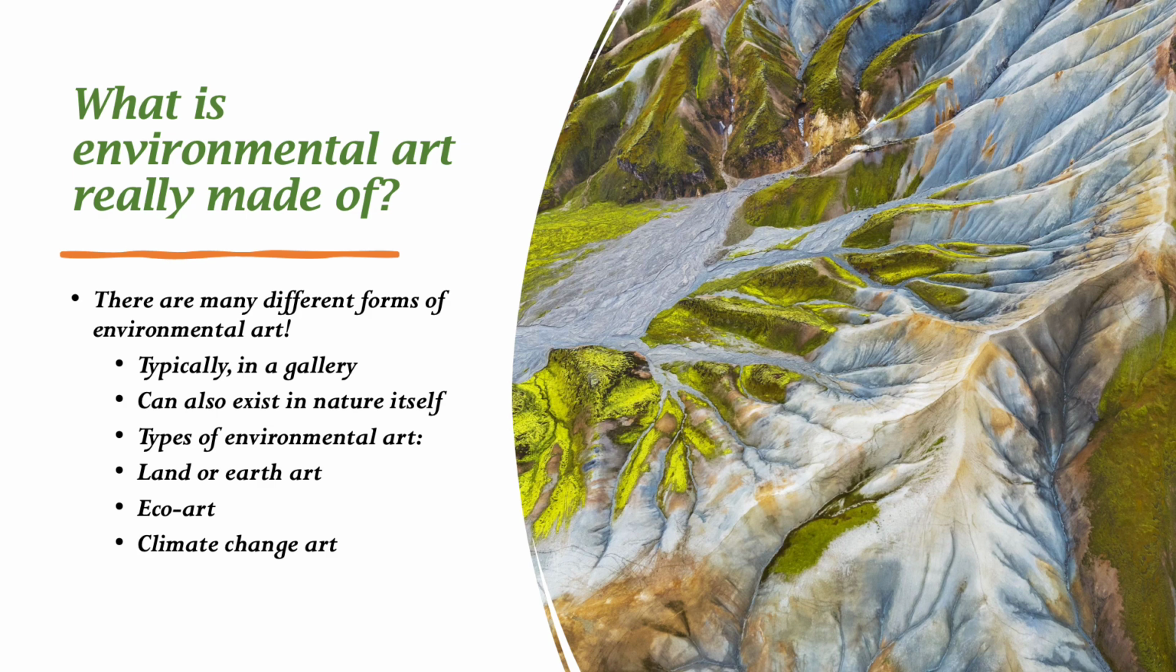Land or earth art was popular in the 1960s and 70s, and this is working directly within the environment and using and manipulating natural elements that already exist in this space. Eco art is where the main focus of the artist is to convey issues about local and global environmental issues. Climate change art focuses on climate change and global warming specifically.